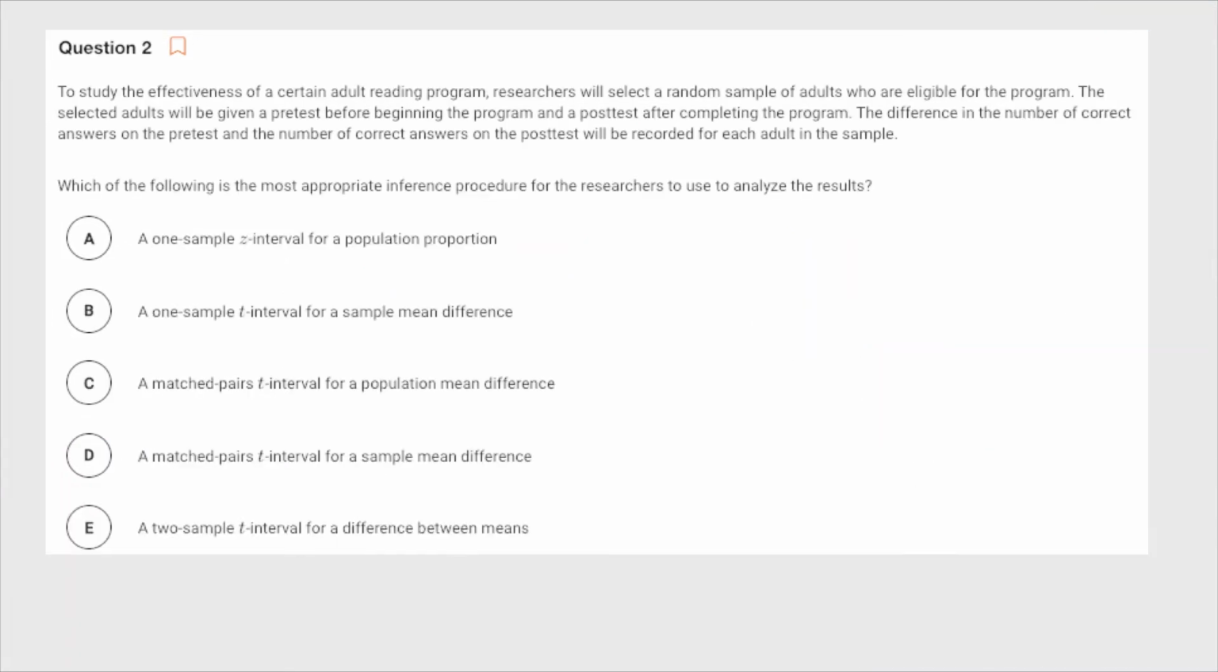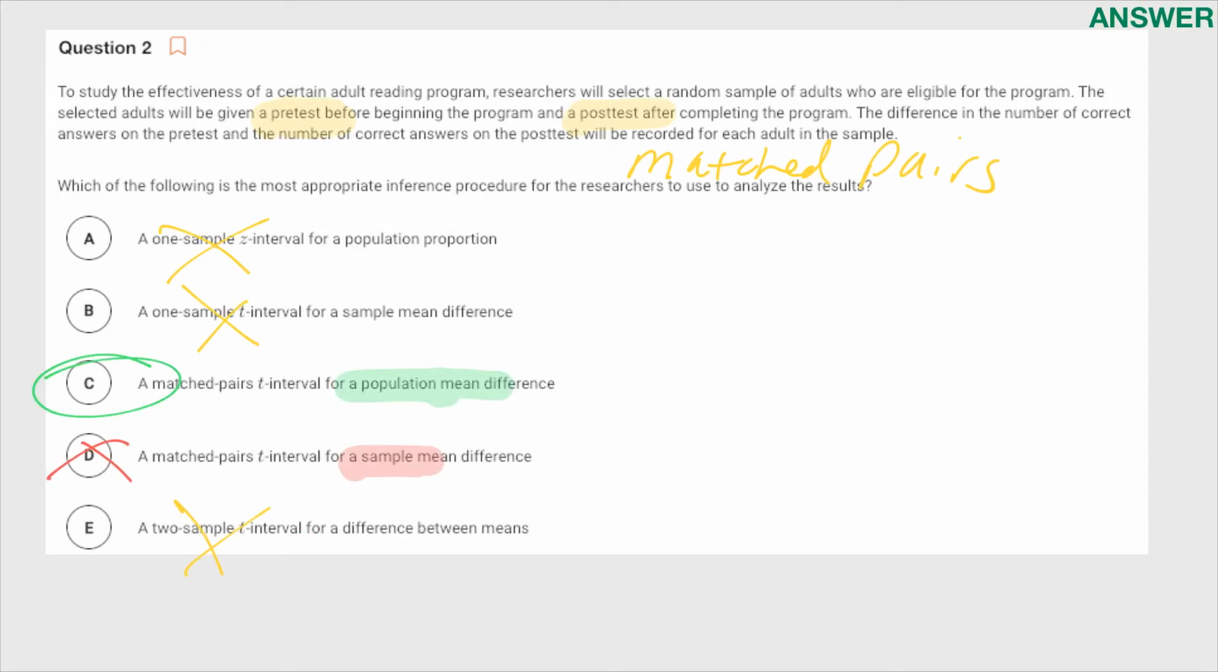The next question talks about the study of an effectiveness of a certain adult reading program, and the question says, which is the most appropriate inference procedure for researchers to use? So go read the information and decide which is the best process. Keywords here are pre-test and post-test. Anytime you see those, it's a matched pairs procedure because your two groups are not independent, they're dependent.